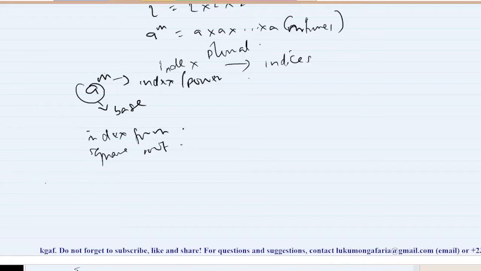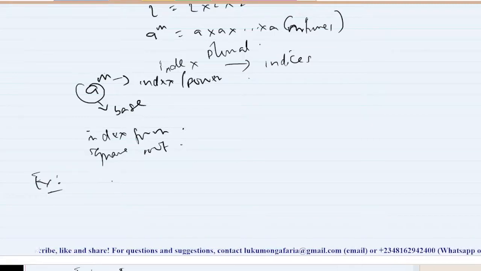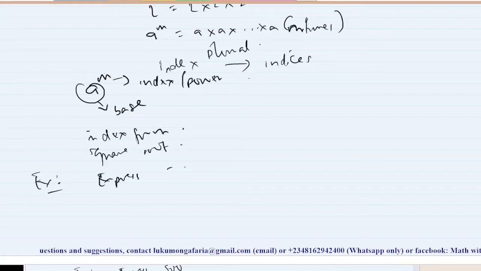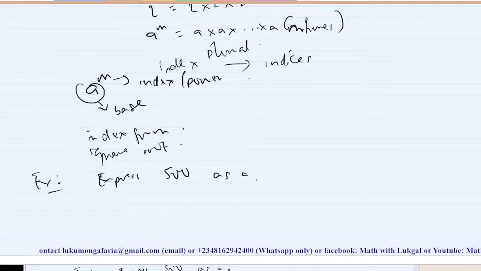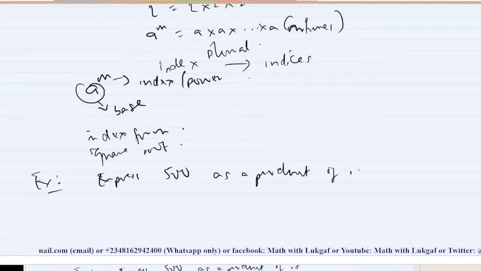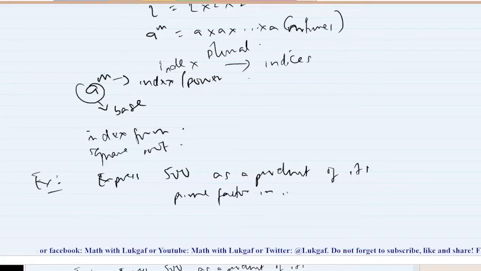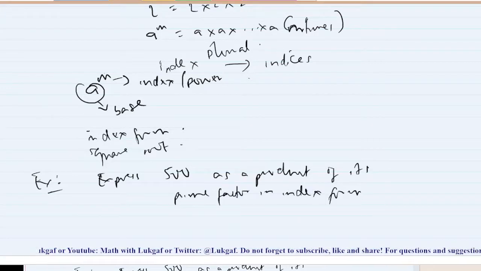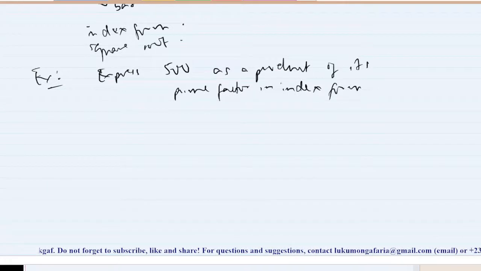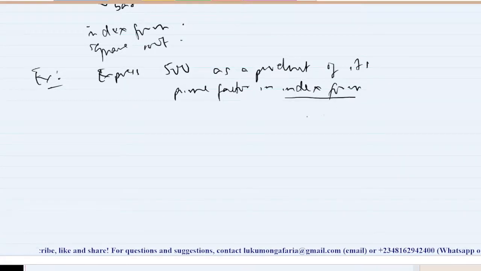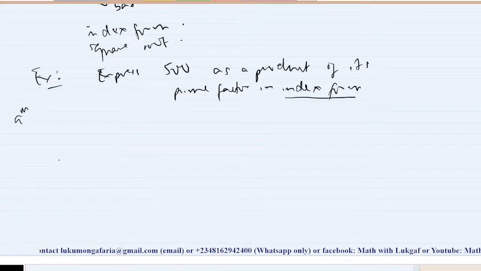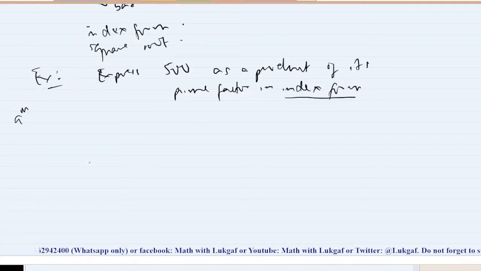For example, if I have: express 500 as a product of its prime factors in index form. Again, we all understand what index form means. That is an expression or a number in this form, a raised to m, meaning a number multiplied by itself m times. You understand now? So that's index form.